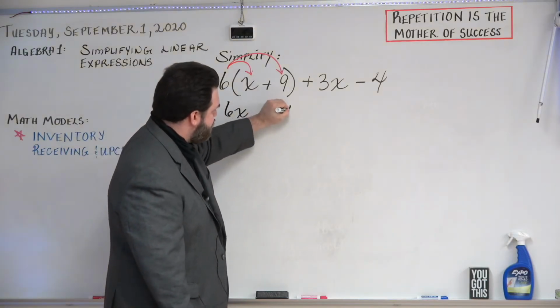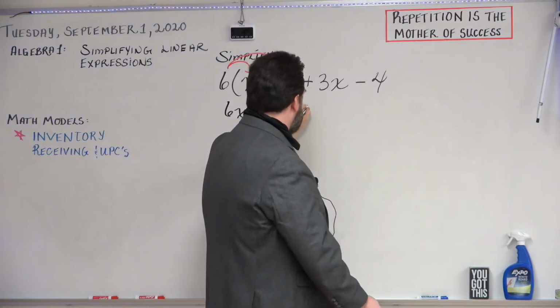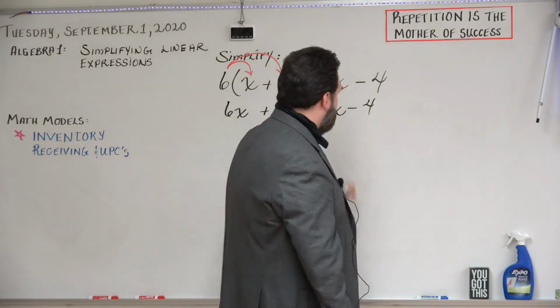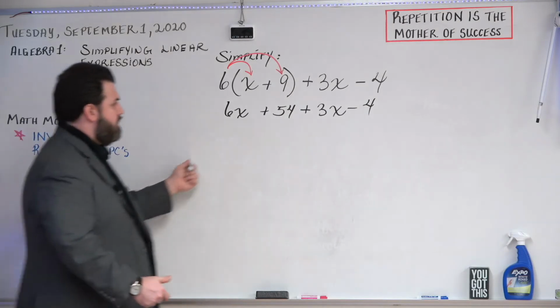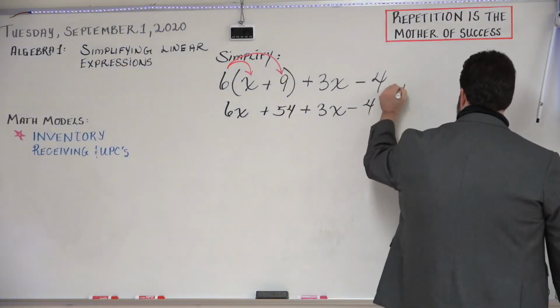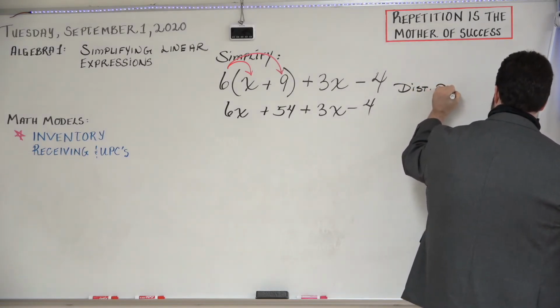54. Just bring the rest of this expression down. Plus 3x minus 4. Now, the property we use to do this is the distributive property. We can call it distprop.